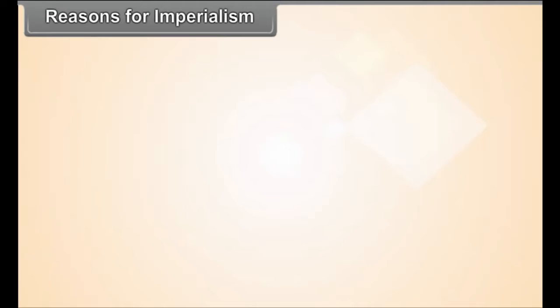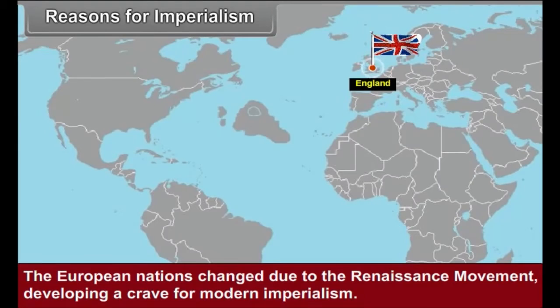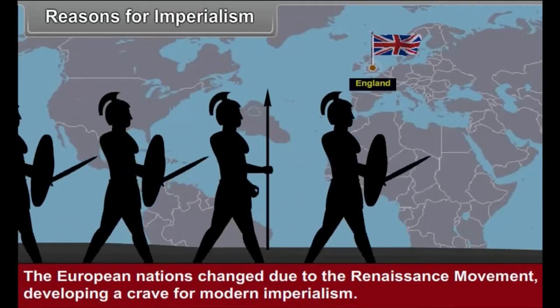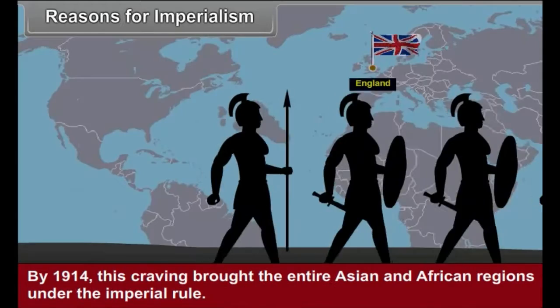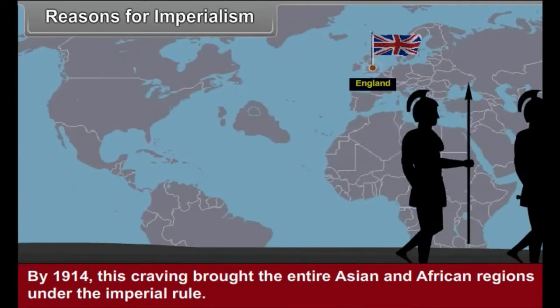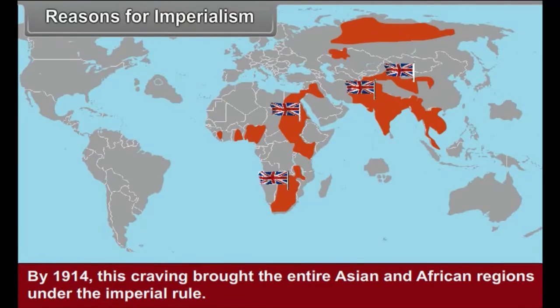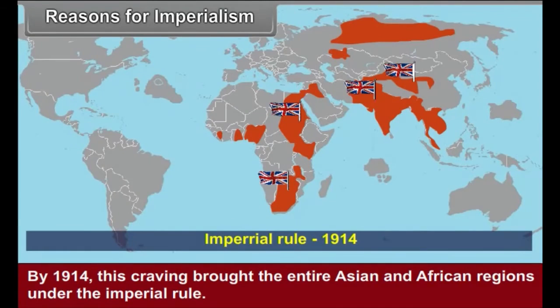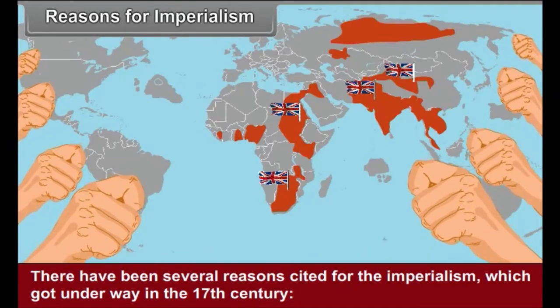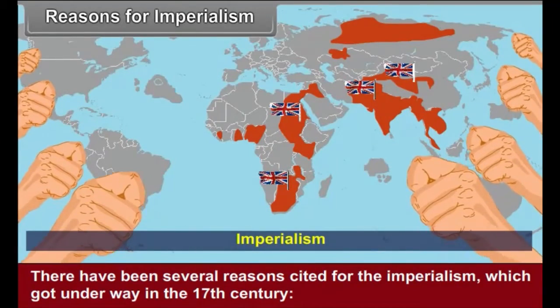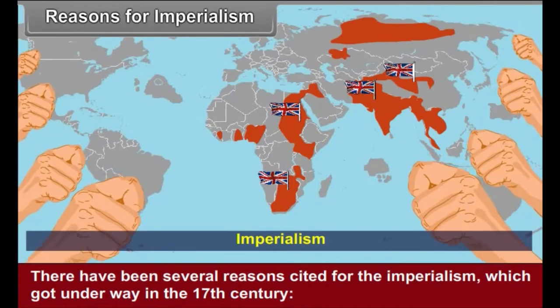Reasons for imperialism. The European nations changed due to the Renaissance movement, developing a craving for modern imperialism. By 1914, this craving brought the entire Asian and African regions under imperial rule. There have been several reasons cited for the imperialism, which got underway in the 17th century.